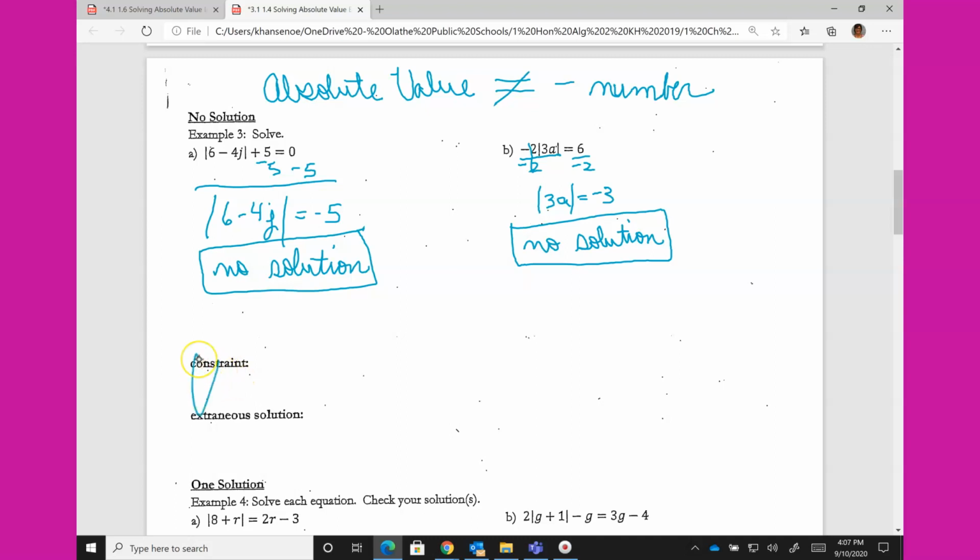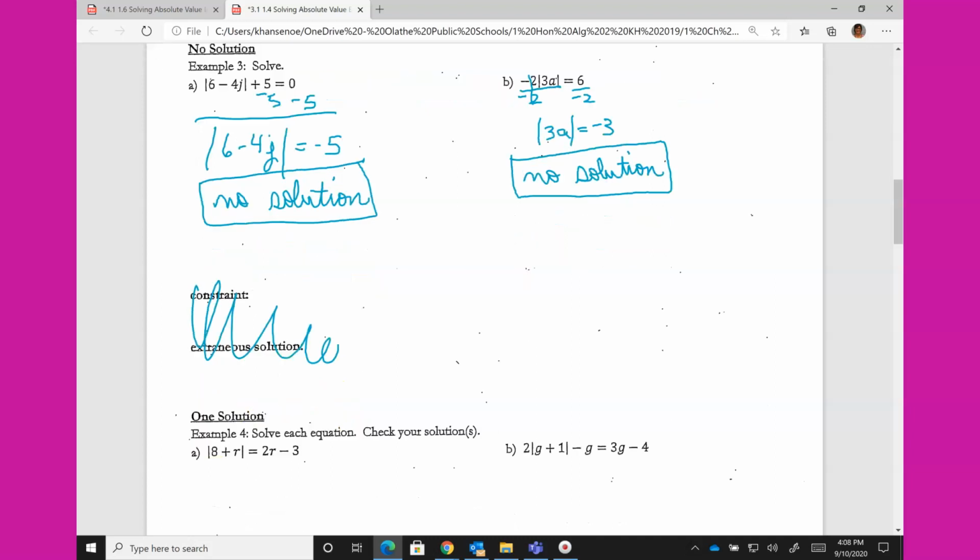We're not doing this, so just ignore that. Extraneous solution, we already talked about that. That's just when it doesn't work. So we're going to check those here in a minute.